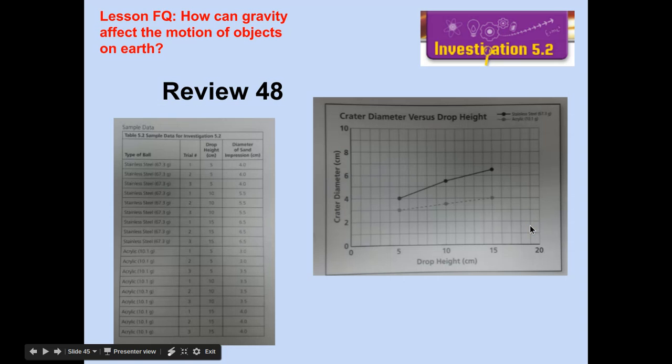As we look back to yesterday's work, investigation 5.2, you should have a data table that looks something like this. You drop the steel ball and you drop the acrylic ball to see how the different masses affected the potential and kinetic energy. And then your graph should look something like this. The acrylic ball here is the lightly dashed line, and the solid line is the stainless steel ball. And the drop heights changed, and obviously the crater diameter got larger, especially as you moved higher and higher up.